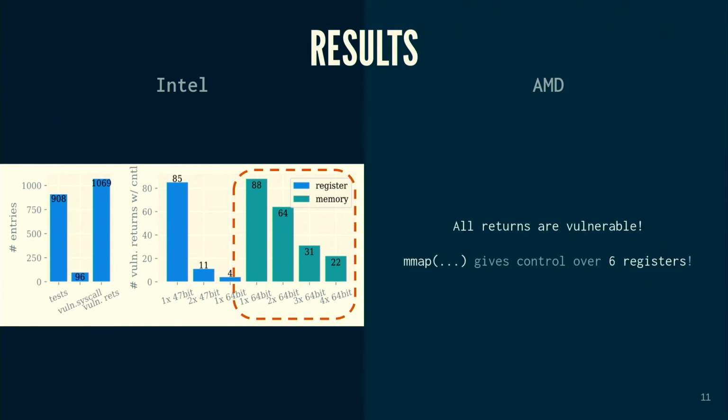On AMD, all returns are vulnerable, so we could just select one of our choice. We choose mmap, for example, where we control 6 registers, which is great.